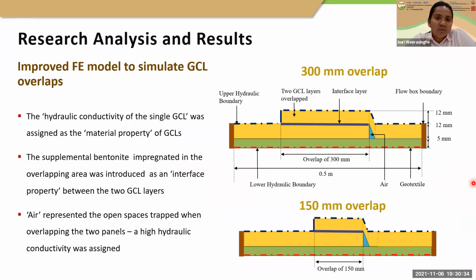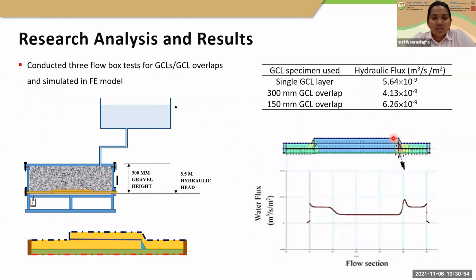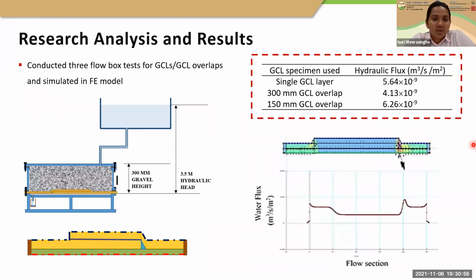We improved this model for a 300 millimeter overlap and a 150 millimeter overlap, and the hydraulic conductivity of the single GCL was still assigned as the material property of the GCLs. The supplemental bentonite impregnated in the overlapping area was introduced as an interface property between the 2 GCL layers. So these are the results obtained from the 3 overlap tests.